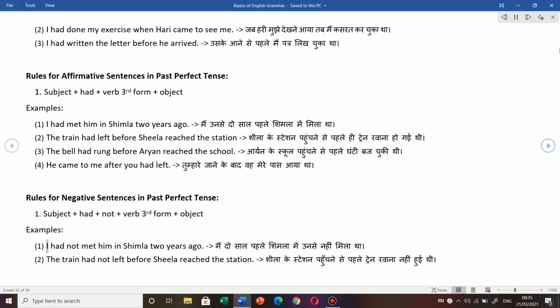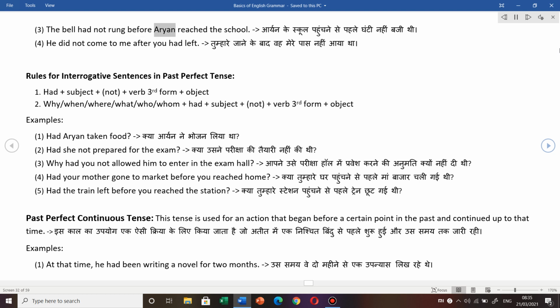Examples. I had not met him in Shimla 2 years ago. The train had not left before Sheila reached the station. The bell had not rung before Aryan reached the school. He did not come to me after you had left. Rules for interrogative sentences in past perfect tense.